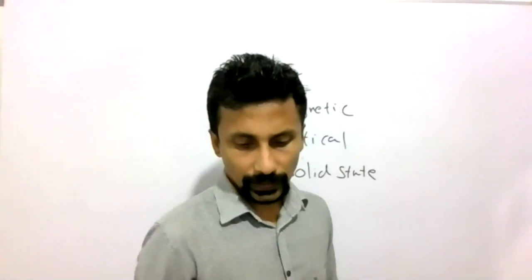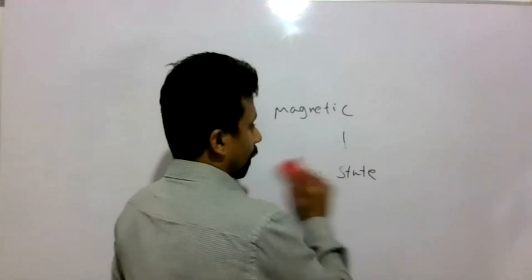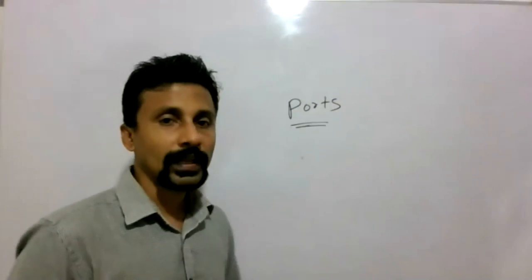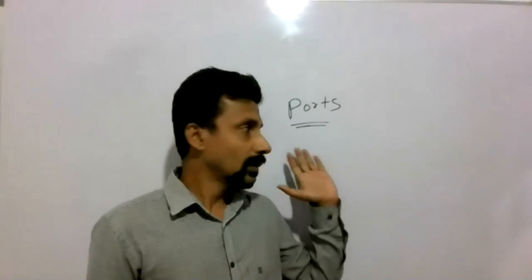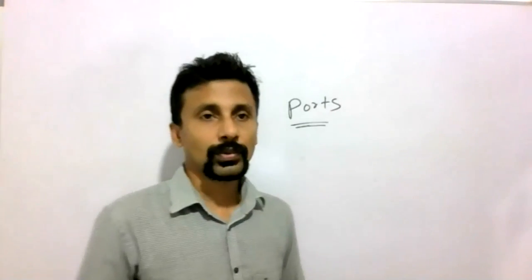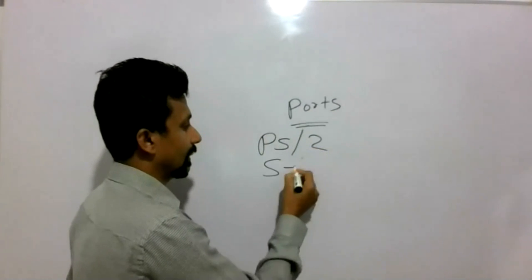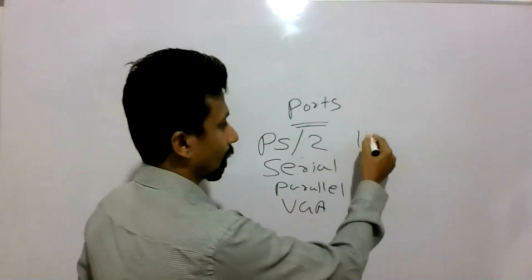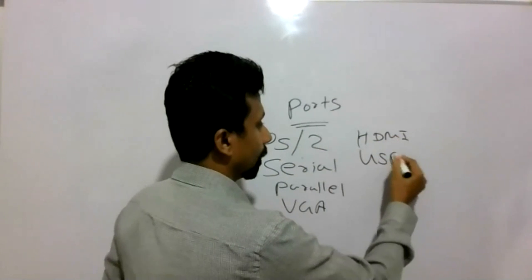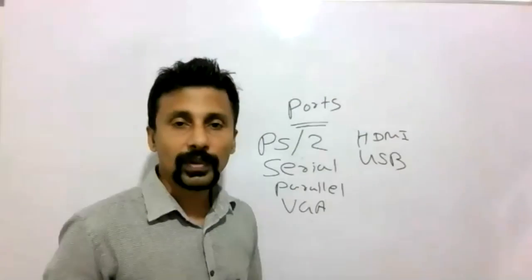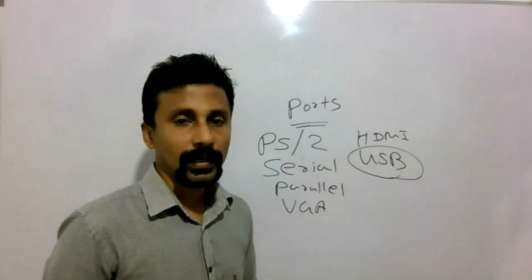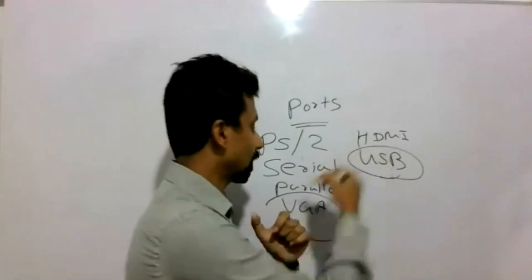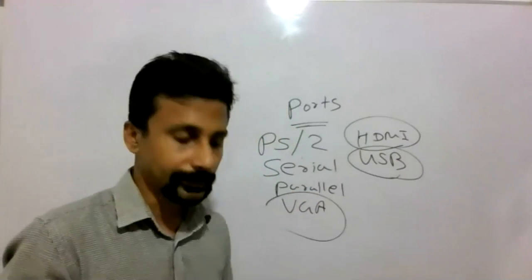Then different types of ports. Why do we need ports? To connect devices to the computer. There are different types of ports: PS2, serial, parallel, VGA, HDMI and USB, right? Nowadays the most popular port is USB. Now we don't get PS2, serial or parallel. VGA we still have, but on some laptops you don't get VGA even, you will be getting HDMI. So these are the most popular ports.